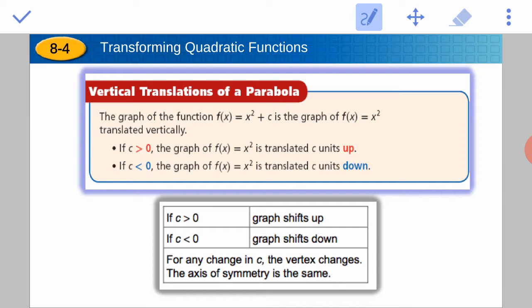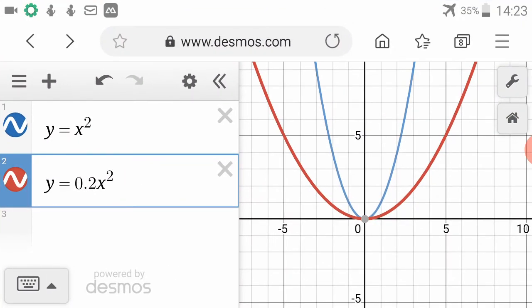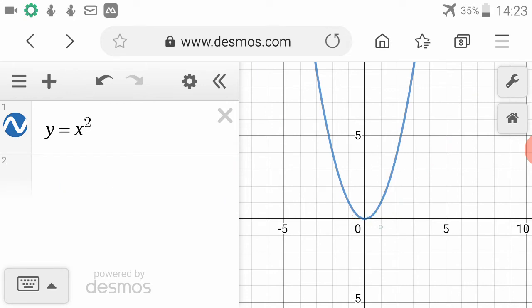Guys, in this section you're going to learn how to transform quadratic functions, and the first type of transformation is called vertical translation. Guys, vertical translation means you move the whole parabola either up or down. How do we perform that? Look at Desmos.com another time, guys. And now let me start with the parent quadratic function y equals x squared.